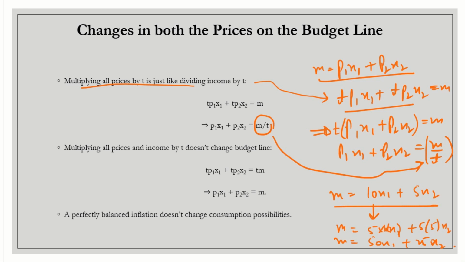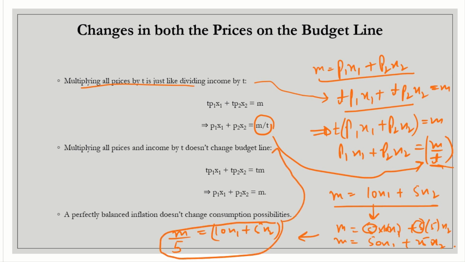And if I take out 5 as common, if I have to give this kind of representation, it will be similar to this equation, that is M equals 10x1 plus 5x2, and the 5 which is common I can bring to the denominator, so I'll get the same expression as this is mentioning. So this is what happens as a consequence of the change in price of both the goods. So let's move further.